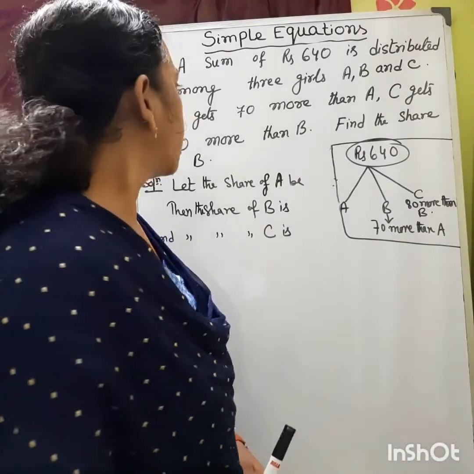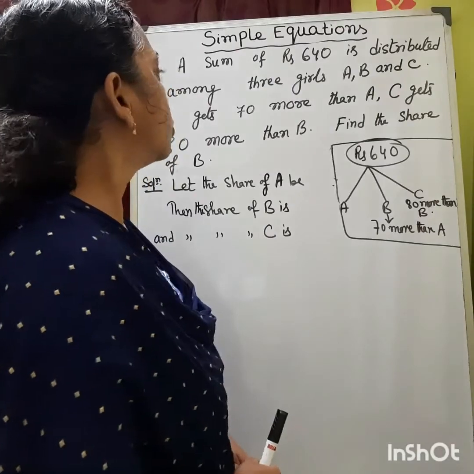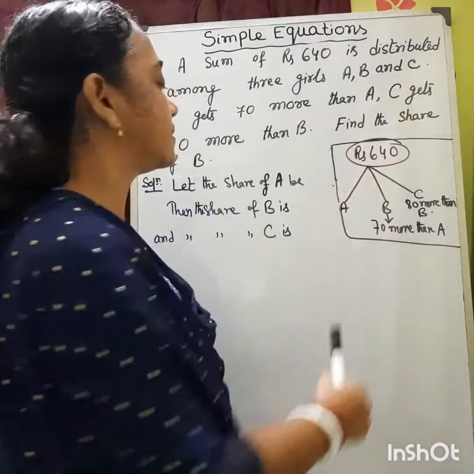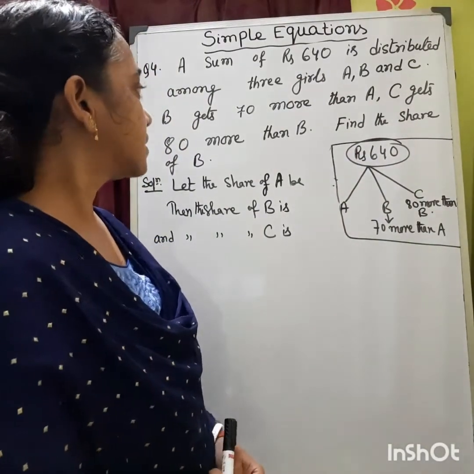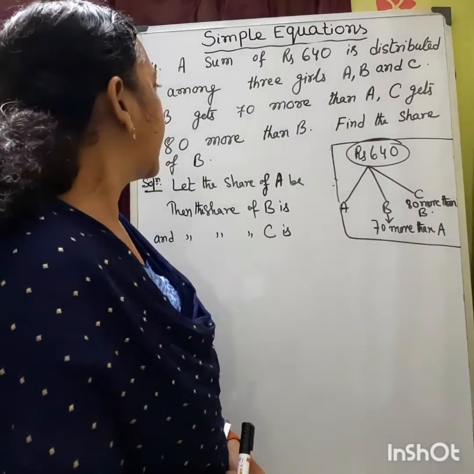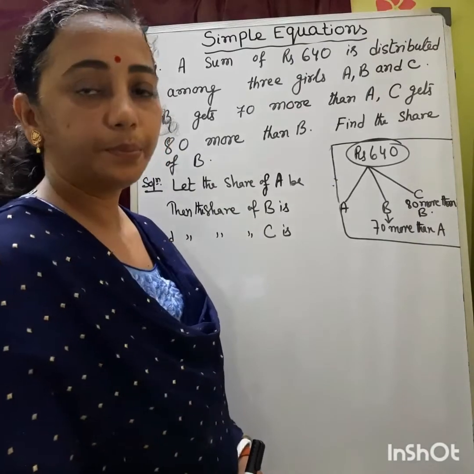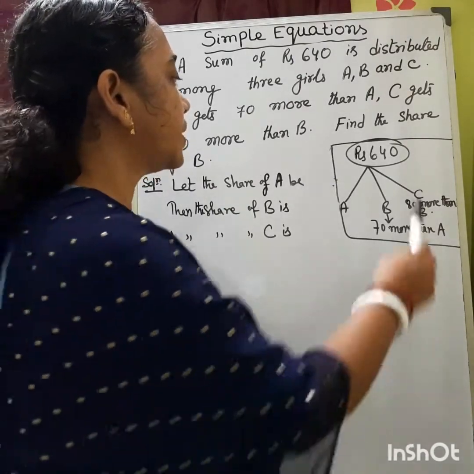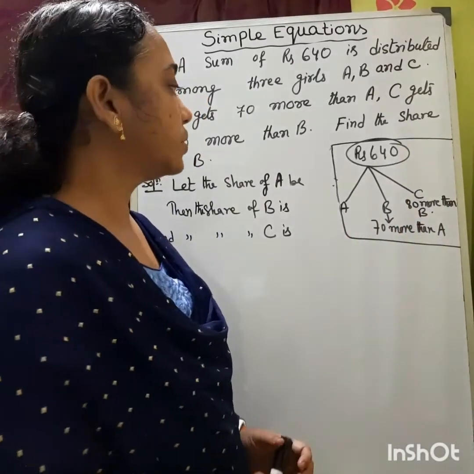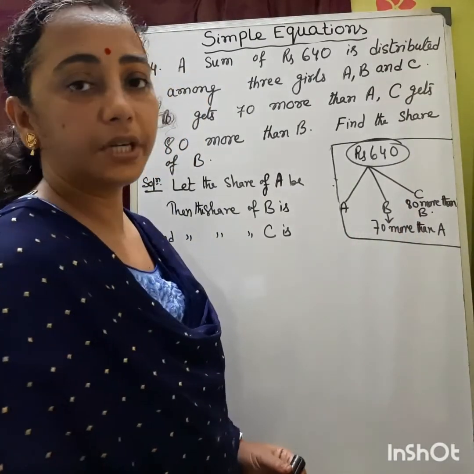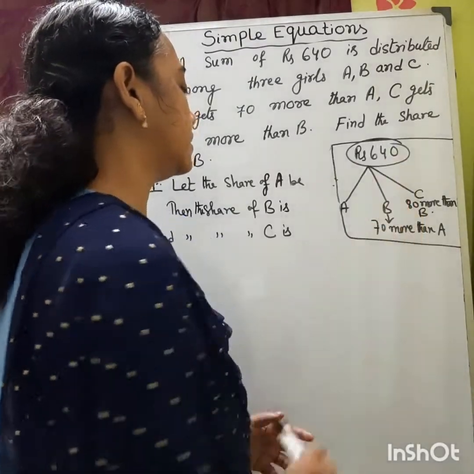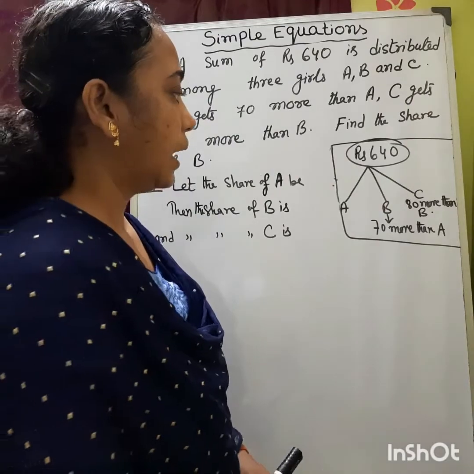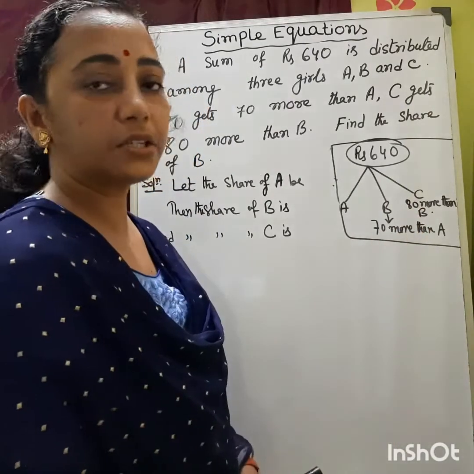Now let us do another question. A sum of rupees 640 is distributed among 3 girls A, B and C. B gets 70 more than A, C gets 80 more than B. Find the share of B. So according to this question, the rupees 640 is distributed among 3 girls, that is A, B and C. Here the share of B is 70 more than the share of A and the share of C is 80 more than the share of B.